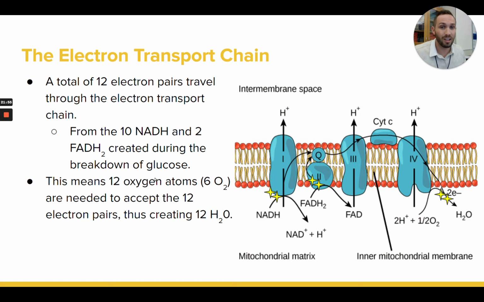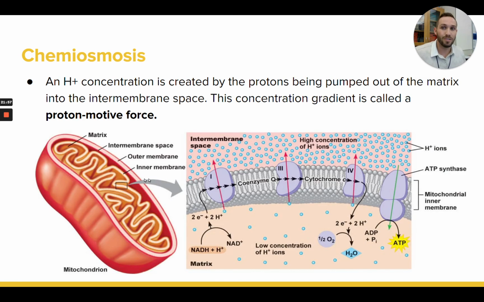So that's a lot of ATP that we're making. During this process of chemiosmosis and the electron transport chain, this is where the huge majority of ATP is made during cell respiration. The other steps of cell respiration didn't really make a lot of ATP. We made a couple in glycolysis, a couple in the Krebs cycle, but really this is where we're cashing in, during the electron transport chain and chemiosmosis.